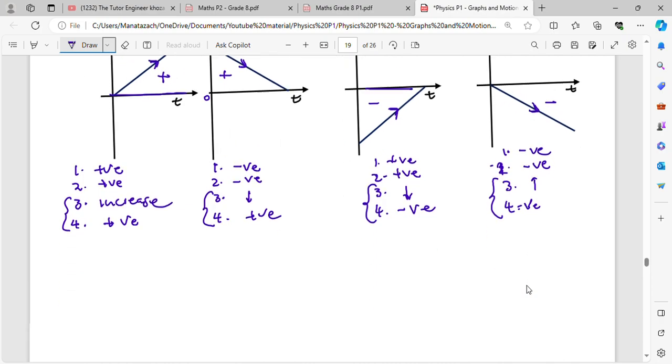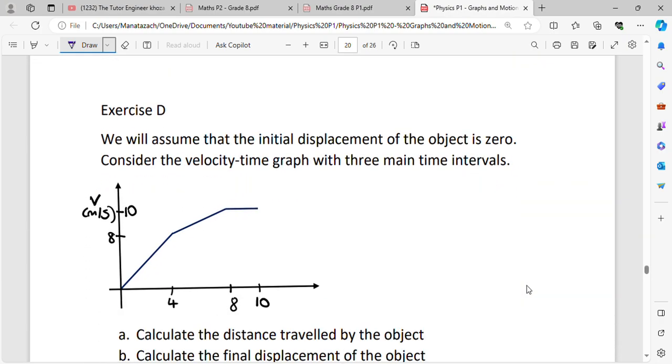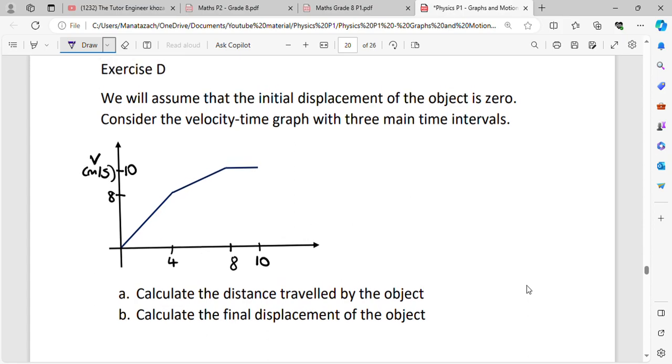Now let's go to the following question. The following question says, we will assume that the initial displacement of the object is 0. Consider the velocity time graph with 3 main time intervals. So you've got the first time interval, let's call it Roman figure 1. Then you've got the second time interval, Roman figure 2. Then you've got the third time interval, Roman figure 3. The question is, calculate the distance traveled by the object. So the distance is actually a scalar quantity.